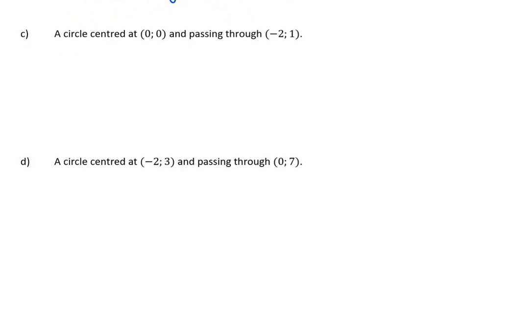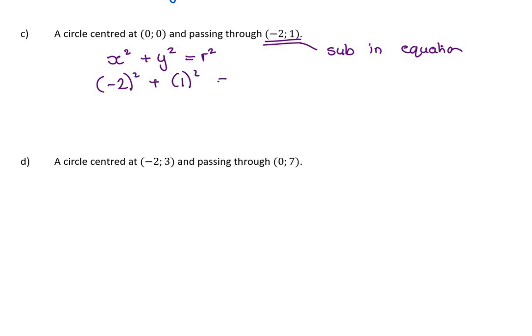Okay, so then we get our first interesting one. A circle centered at 0, 0. So we've now gotten into the habit of it being x squared plus y squared, as in there's no a and b. Now, this time it doesn't tell us what r squared is. It tells us that it passes through a point. That's not a problem, because the moment you have a point, you can sub into the equation. So in this case, I can sub in negative 2, 1. This is negative 2 squared plus 1 squared. Now that's going to equal r squared, so r squared is 5.